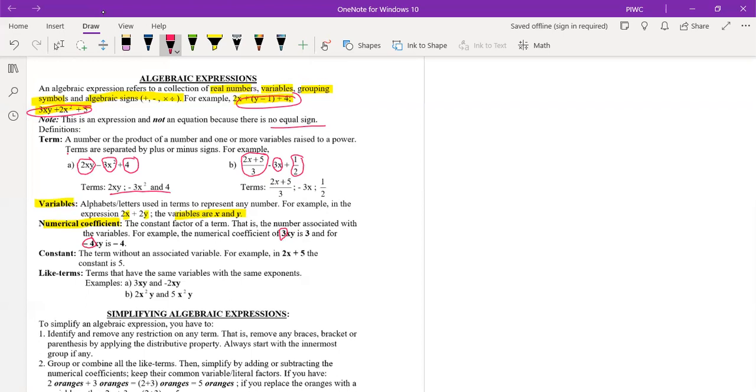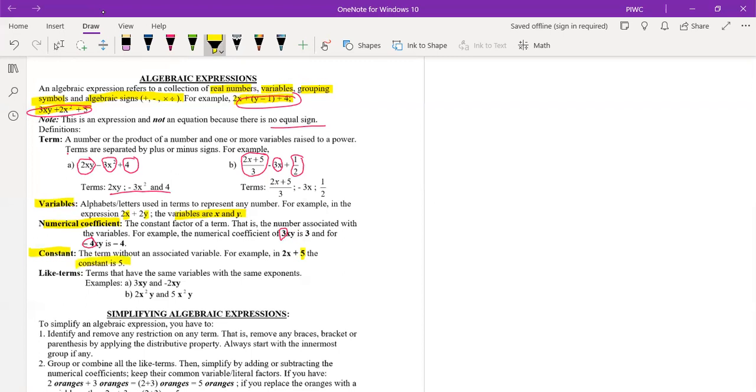And what's a constant? When we say a constant term, that's a term without an associated variable. For example, you have 2x plus 5. The number without a variable, which is the number 5, is the constant term. So the constant is 5.